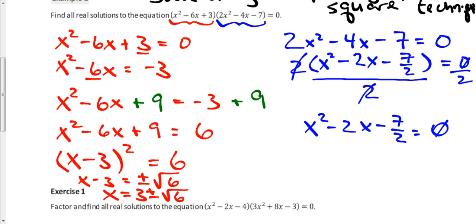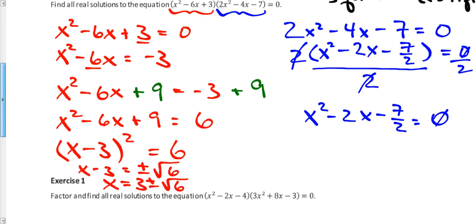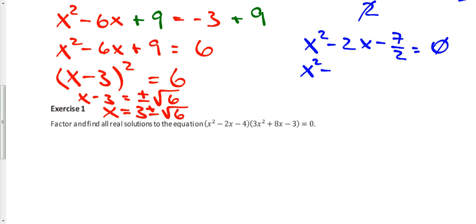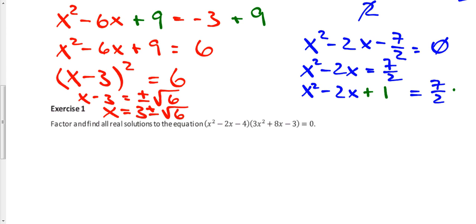Now, I want to get rid of this guy, right? I want to move c over to the other side. So I have to add 7 halves to both sides. So now I get x squared minus 2x equals 7 halves. Now here's the magic step. What's half of negative 2, squared? So I'm adding 1 to both sides. So I got x squared minus 2x, I'll leave a gap, 7 halves, plus 1 and plus 1, right?